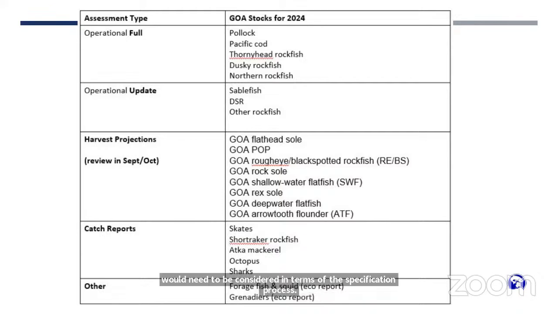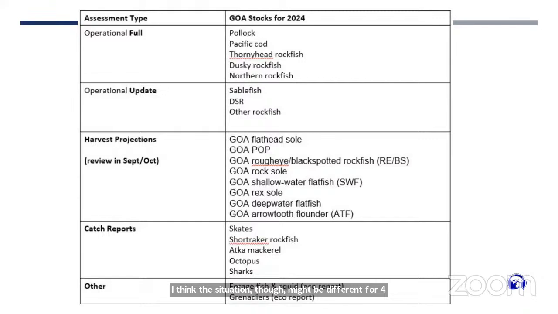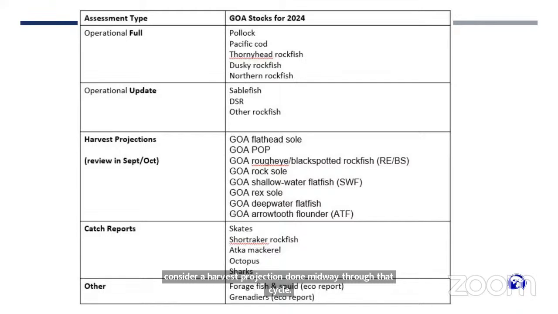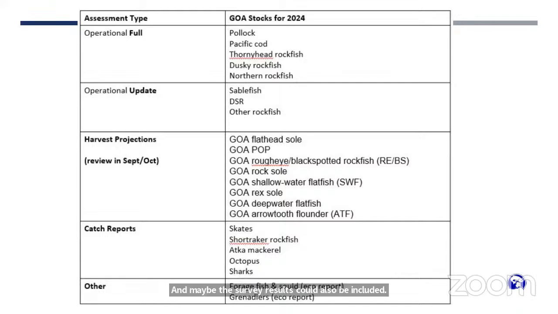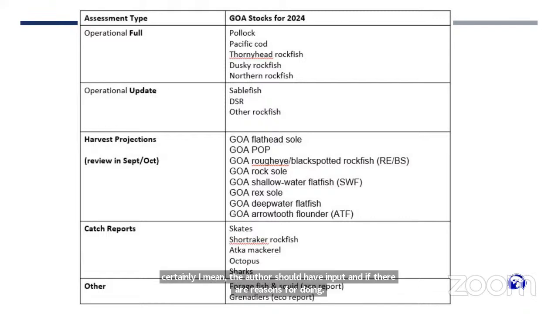I think the situation though might be different for 4-year assessment cycle stocks. Those are primarily flatfish. It seems like we could consider a harvest projection done midway through that cycle. And maybe the survey results could also be included along with that projection because we'd have new survey information. So that might be a little bit more useful in terms of judging stock trends. And certainly, the authors should have input, and if there are reasons for doing harvest projections on the 2-year cycle, certainly that should be considered.